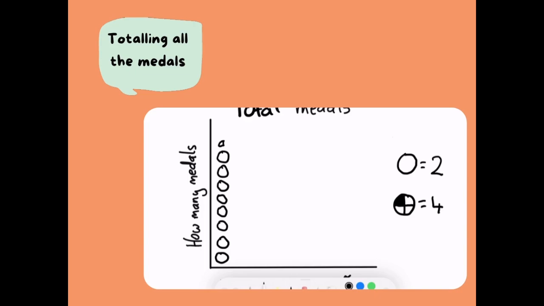I think that's really important if you do pick United States, China, Japan, Great Britain, ROC or Australia. The rest of them you can probably get away with just going up by 2s, but if you're going to do those bigger countries, go up by 4s on these ones.